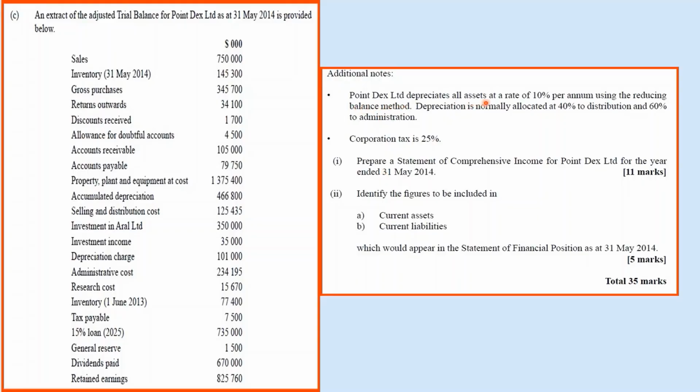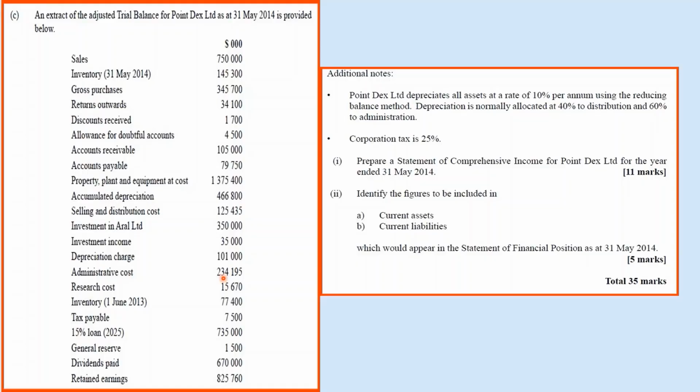Poindex Limited depreciate all assets at a rate of 10% per annum using the reducing balance method. Depreciation is normally allocated 40% to distribution and 60% to administration. So we notice that the depreciation is already calculated, 101,000, and we will have to allocate that 40% and 60%.